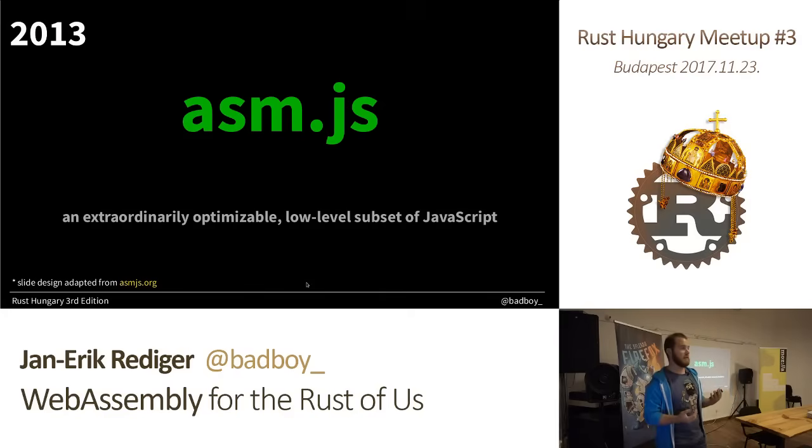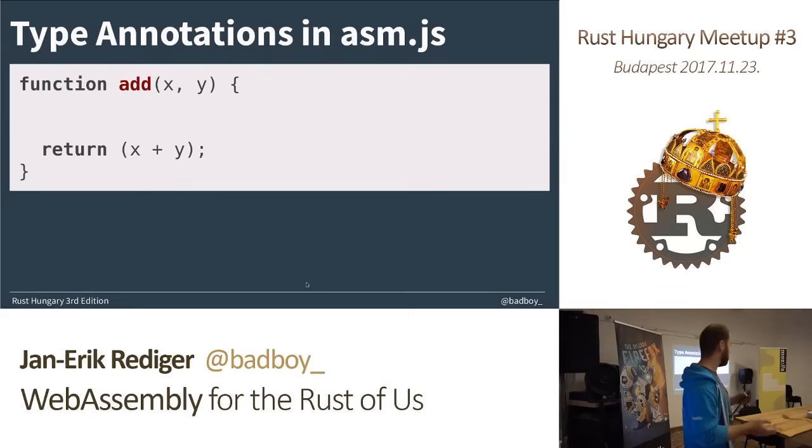asm.js was intended as a subset of JavaScript that reduced it to just a simple core, but that would allow it to be much more optimized once the browser detects this special mode of JavaScript. And it did so by two main features in the specification, or in the subset that was used. And that is type annotations and a flat memory buffer for all your data. So let's quickly look at what that is.